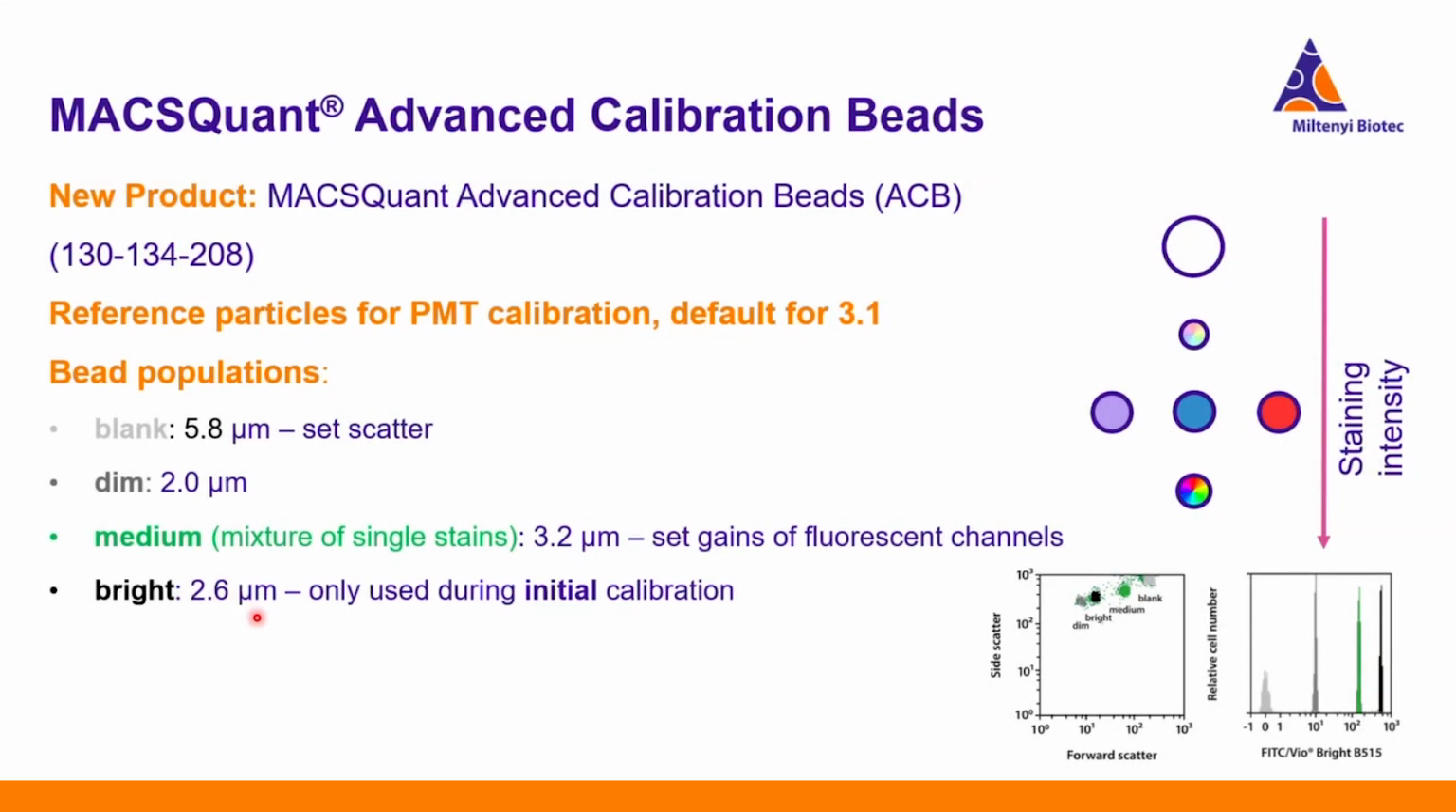And there are also very bright beads. These are very small, and they also give a signal in all the fluorescent channels. And currently they are only used during the initial calibration, not during the daily calibration. And this might look familiar to those of you that also work with the Tyto. The Tyto also has calibration beads with these different subpopulations, but this is a different product. So it's not the same as on the Tyto.